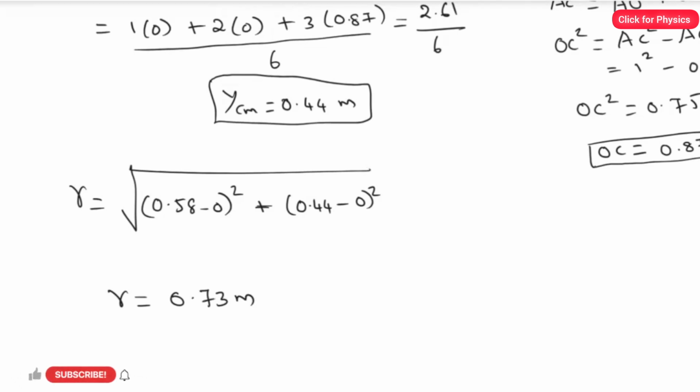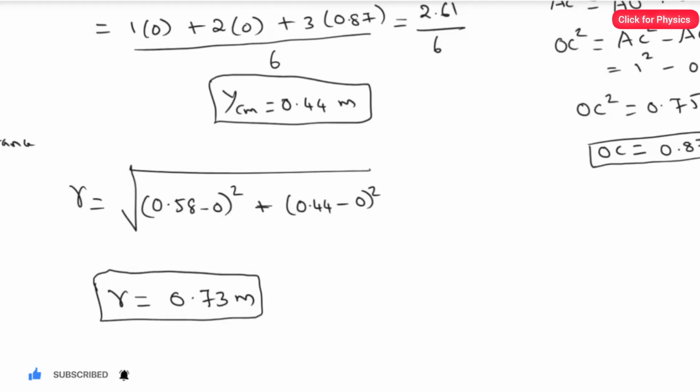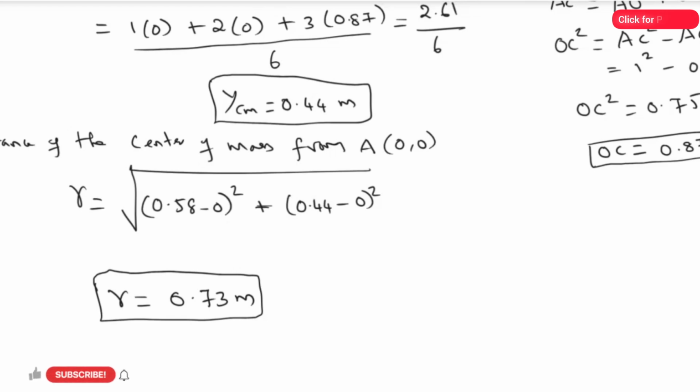0.73 meter is the answer for this question. Here, if you want, you can write the distance of the center of mass from A. What is our A? Our A location is 0, 0. So here we got the answer 0.73. That is the answer for this question. That's it. Thank you.